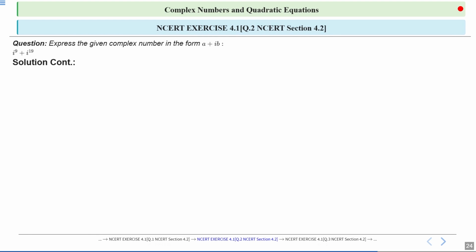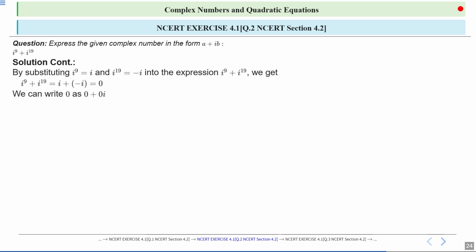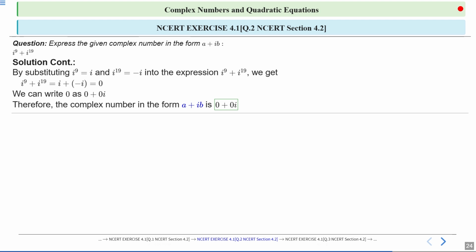By substituting iota to the power 9 equals iota, and iota to the power 19 equals minus iota into the expression iota to the power 9 plus iota to the power 19, we get iota plus minus iota equals 0. We can write 0 as 0 plus 0 times iota. Therefore, the complex number in the form a plus iota times b is 0 plus 0 times iota.